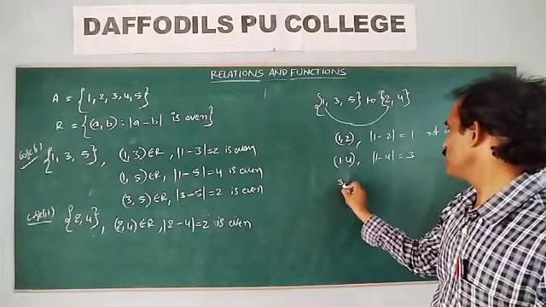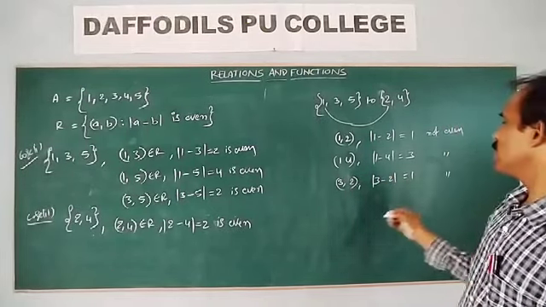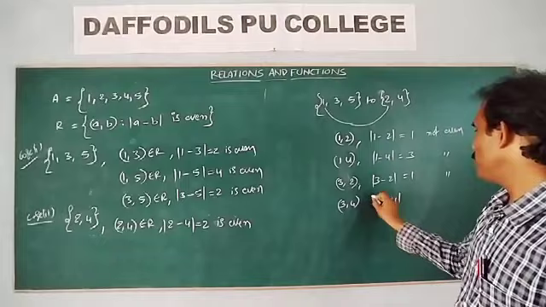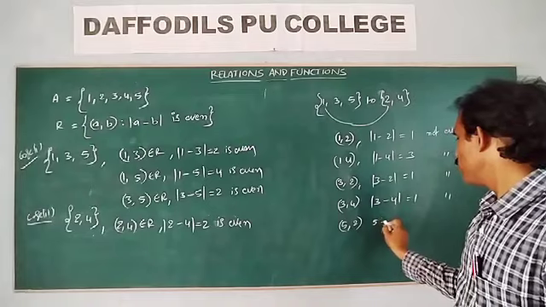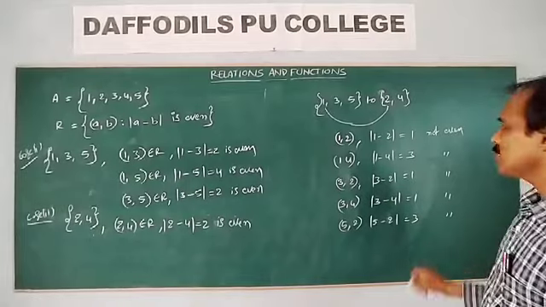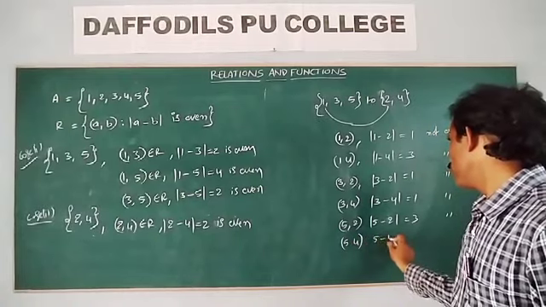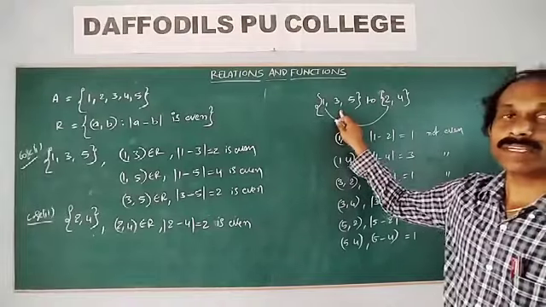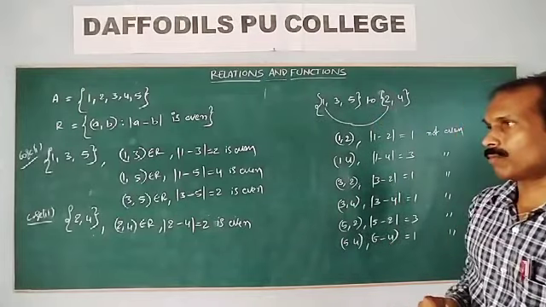With 3: 3 comma 2, 3 minus 2 is 1, not even. 3, 4: 3 minus 4 is equal to 1, not related. 5 comma 2: 5 minus 2 is equal to 3, not even. Next, 5, 4: 5 minus 4 is equal to 1, not even. So no element is related to this one. Okay, this is the problem.